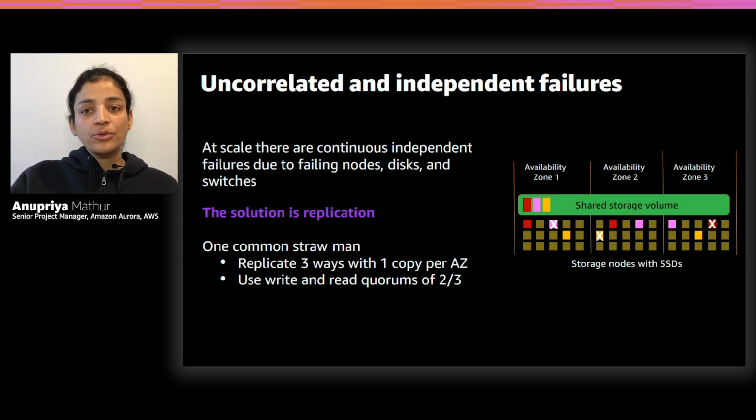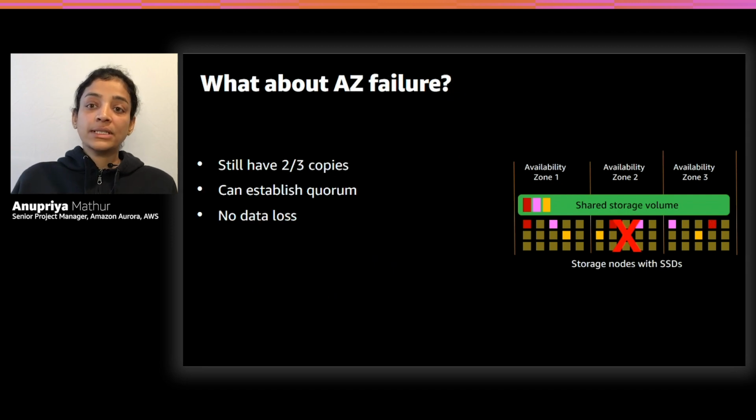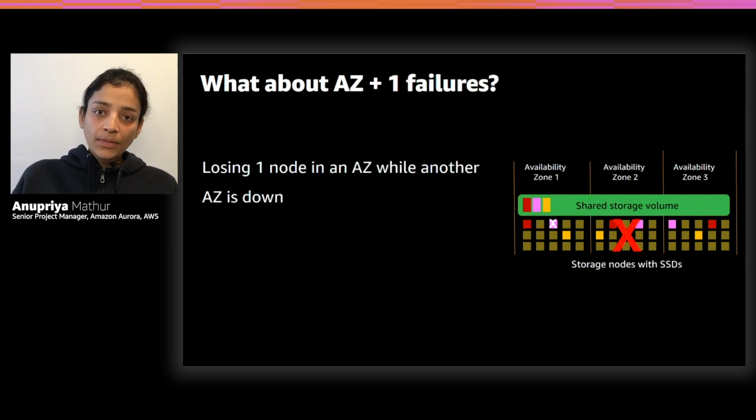So in a 2 by 3 quorum, what happens if there's an AZ failure? If a single availability zone fails, then you still have your other two availability zones available, and you can still get your 2 by 3 quorum. So there's no data loss, and you're good. But what happens if there's an AZ plus 1 failure? Typically, having two availability zones failing completely is a rare thing, so we are not taking that example.